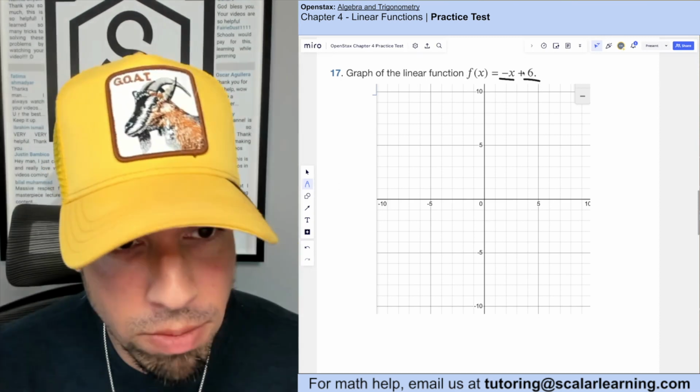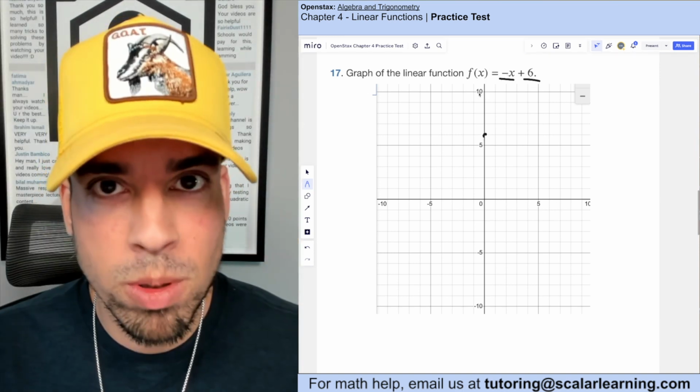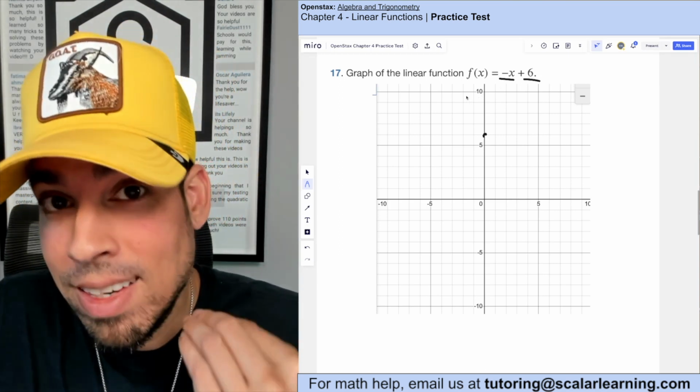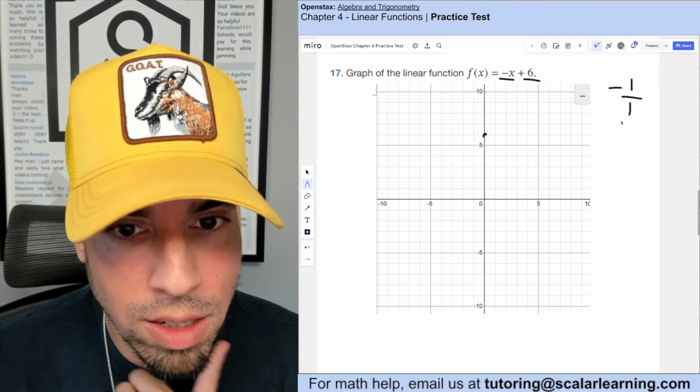So in order to graph this linear function, we see that we have a y-intercept and a slope because it's in slope-intercept form. The y-intercept is 6. What about that slope? Remember, if there's no number in front of the x, it's 1. But here it's a negative. So really, it's a slope of negative 1, which we could also write as negative 1 over 1.